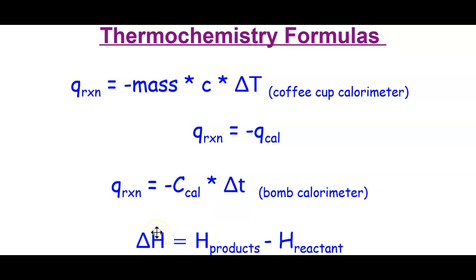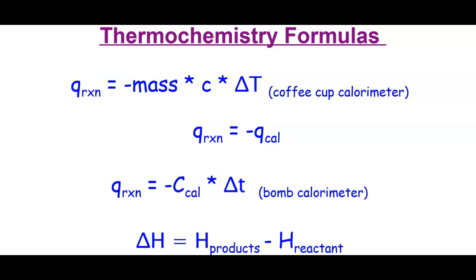And then the change in energy of the enthalpy: delta H is equal to H products minus H reactants. We're going to use these formulas as we do calculations in this unit. Okay, so hopefully you have all those pages of items written down into what I call a formula page.